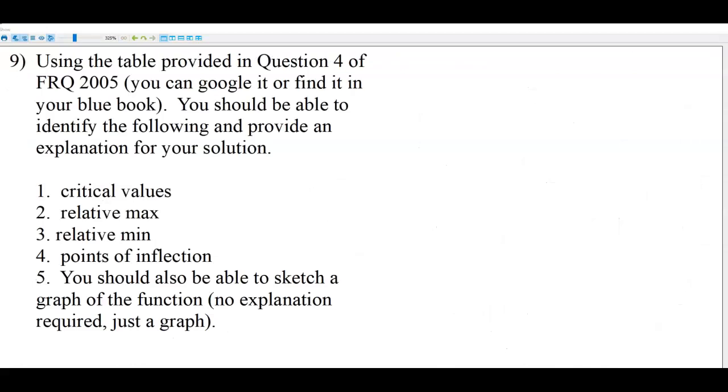So the last part of our study guide here is to work with that FRQ question, 2005 question 4 in your blue books, which was assigned earlier to you, where you need to be able to identify critical values, relative max, min, and points of inflection. So I'll show you that in the next slide here.